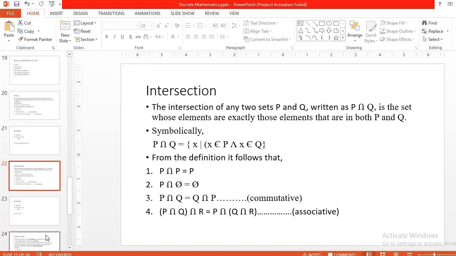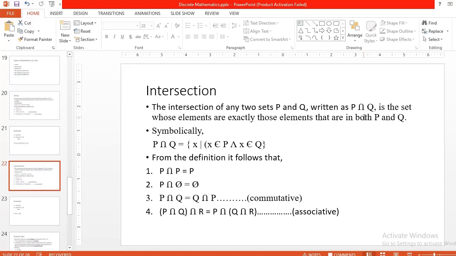The intersection of any two sets P and Q, written like this, is totally opposite of union. See here, this is the symbol of P intersection Q. It is the set whose elements are exactly those elements that are in both P and Q. Concentrate on this statement, as it is totally different from the union. In the union, the elements are contained in P or Q or both, but in the intersection there is one condition, and it is mandatory that the elements are included in both P and Q.